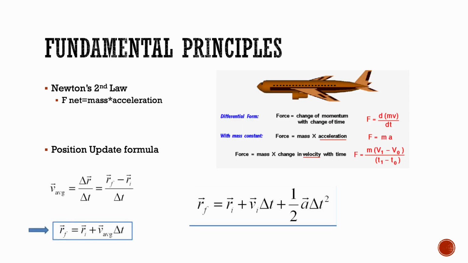Here are the fundamental principles behind the experiment. The first principle is Newton's second law, which states that the net force on an object equals the mass times the acceleration of the object. And using this function here, we produce the position update formula. In the experiment, we'll use Newton's second law to first calculate the acceleration using the net force, and then use the acceleration to calculate the position and velocity of the ball.